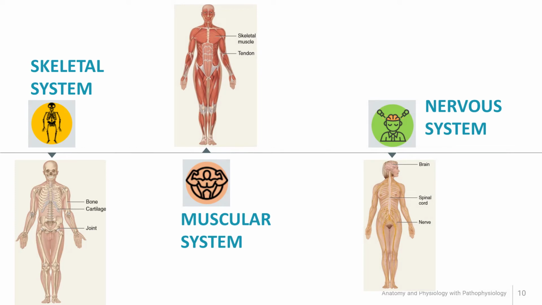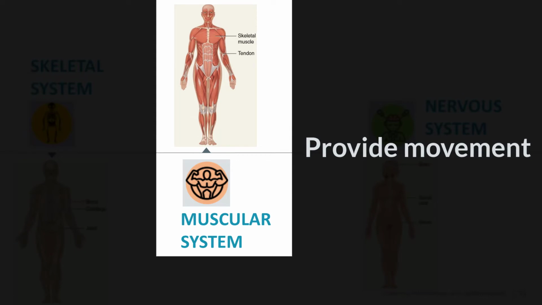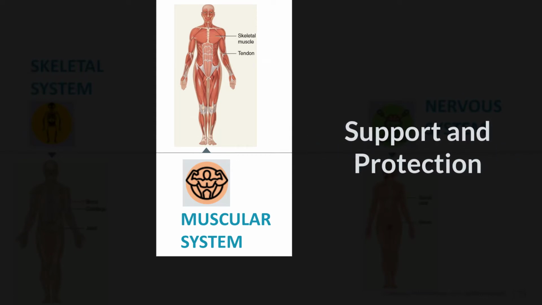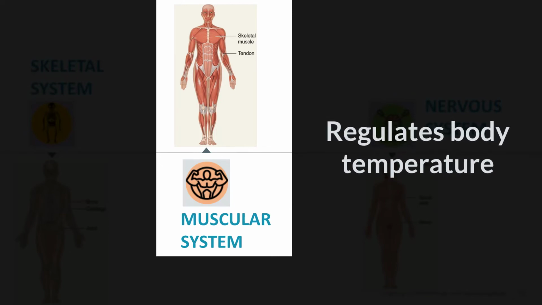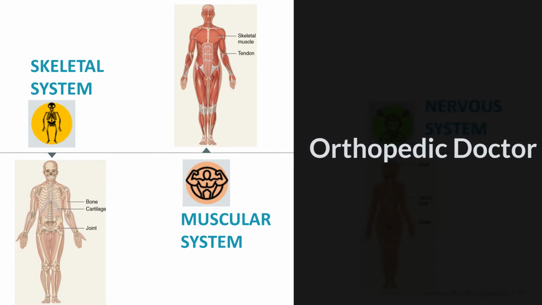The muscular system consists of the skeletal muscle and associated tendons and aponeurosis. The function of the muscular system is to provide movement, support and protection for other tissues, and generate heat that maintains body temperature. An orthopedic doctor specializes in the care and treatment of the musculoskeletal system.